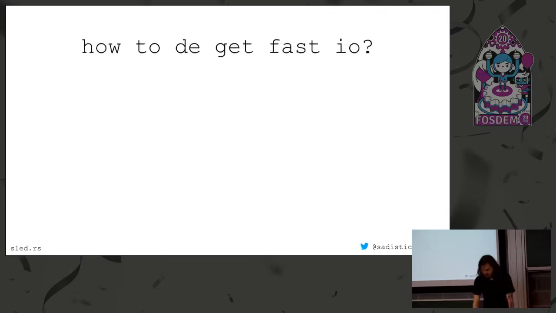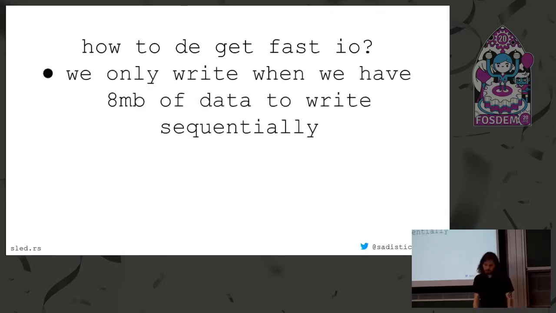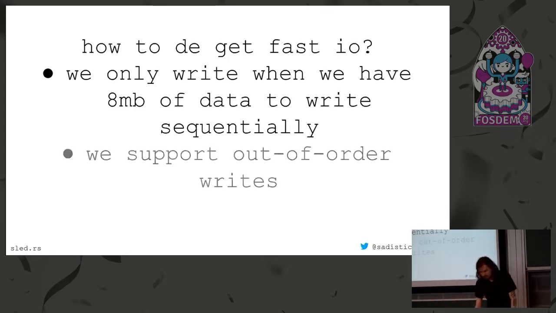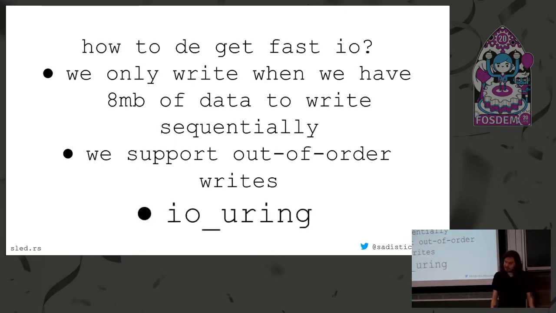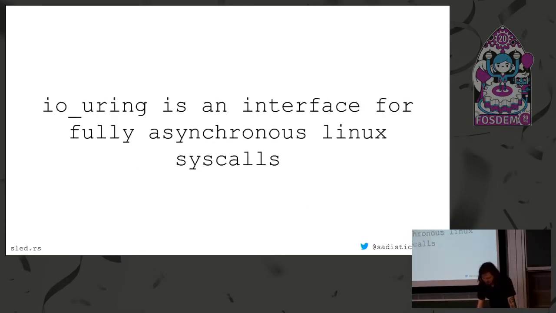Cool. How do we get fast I/O? One of the main things is we just write things 8 megabytes at a time. All writes are non-blocking. Even though our write functions are not marked as async functions, they're async. They basically just queue things up into an 8 megabyte buffer, and later on we write the whole thing at once. We also support out of order writes, so there's no head of line blocking. At recovery time, we figure out the write order. And of course, we use I/O uring, which I'll start talking about now.